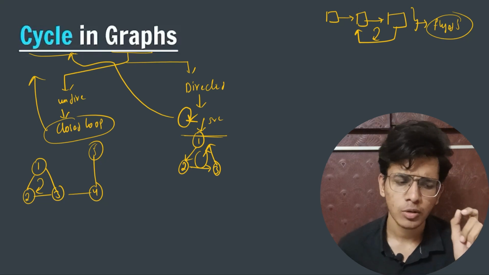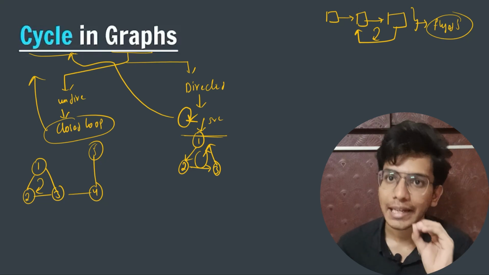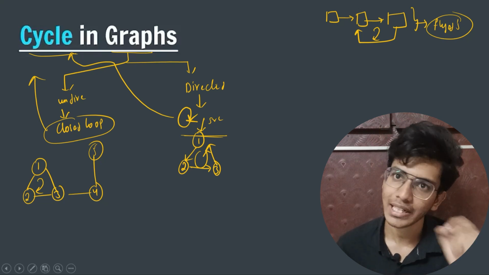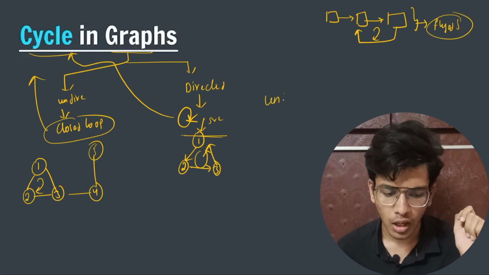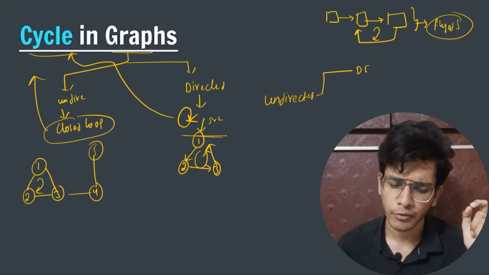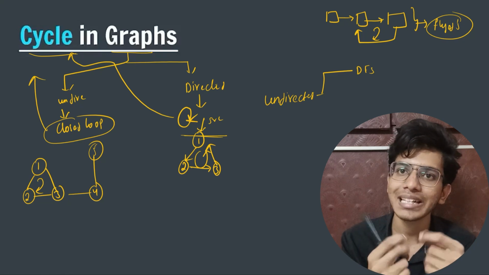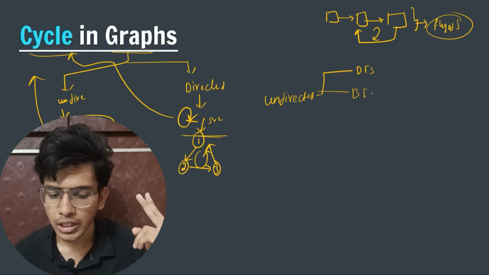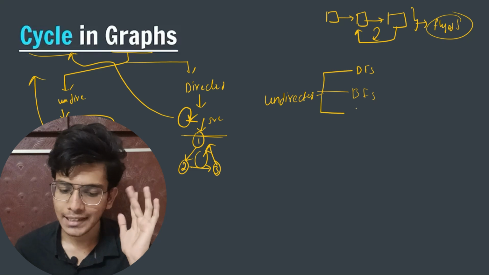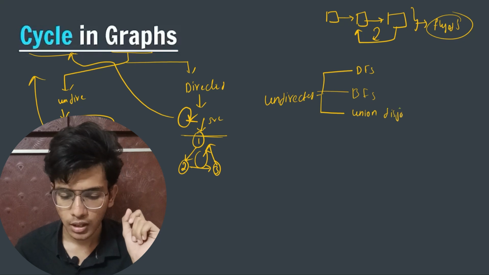Okay, now to detect whether a cycle exists or not in a graph, for both directed and undirected graphs, we use different algorithms. For an undirected graph we use three different types of algorithm. For example, we use the DFS algorithm. What we do is take the same DFS but modify it a little bit, okay? The second type is BFS. We can use BFS to detect a cycle in an undirected graph. And the third algorithm we use is the union disjoint algorithm.